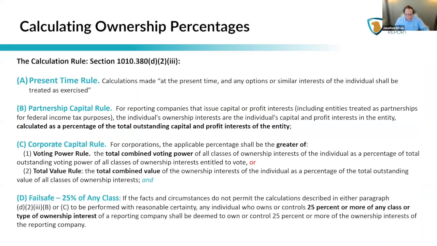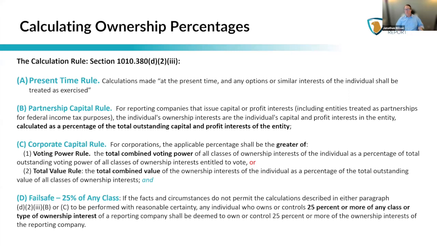Calculating ownership percentages. Remember, you're a beneficial owner if you fall under either one of those two prongs of the test. When we calculate ownership percentages, we don't just make a guess. We don't just round things off. FinCEN has given us some very specific rules about how to calculate ownership percentages. The first is the present time rule. We calculate percentages at the present time with any options or similar convertible interests being treated as exercised.